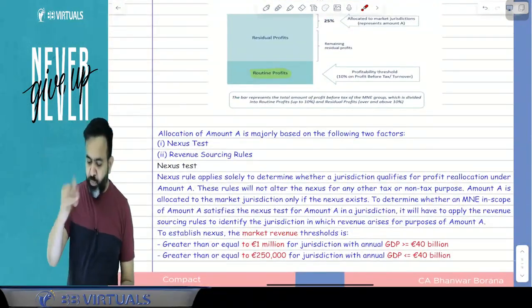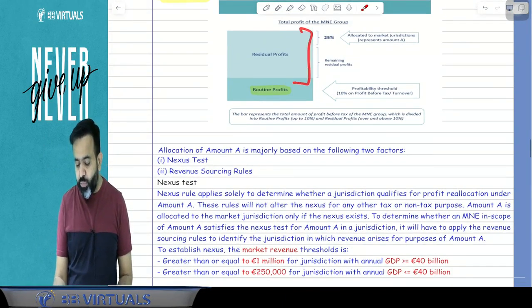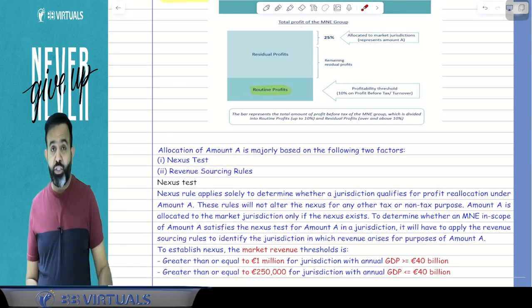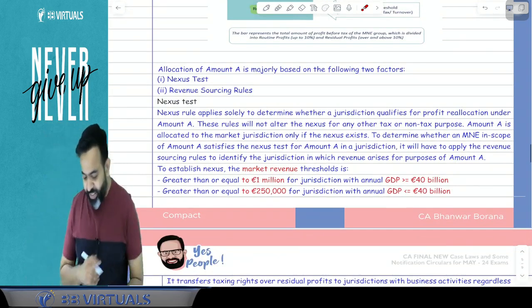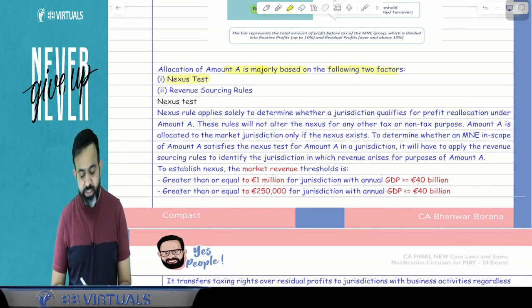Okay, 10% is routine profit. In excess of 10% means that is called your residual profit, and out of this residual profit, 25% profit will be allocated to the market jurisdiction. But how will this allocation be made? Try to understand. So allocation of amount A is majorly based on the following two factors. One is the nexus test and one is the revenue sourcing rule.